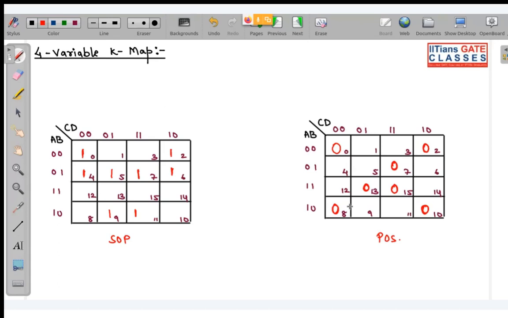See, SOP is equal to A complement D complement plus A complement B plus AB complement D. Okay. So if you are getting the same thing, Bhumika, you can write same. It's okay.